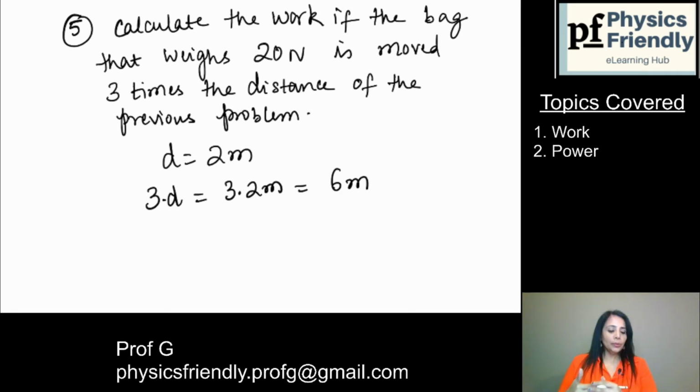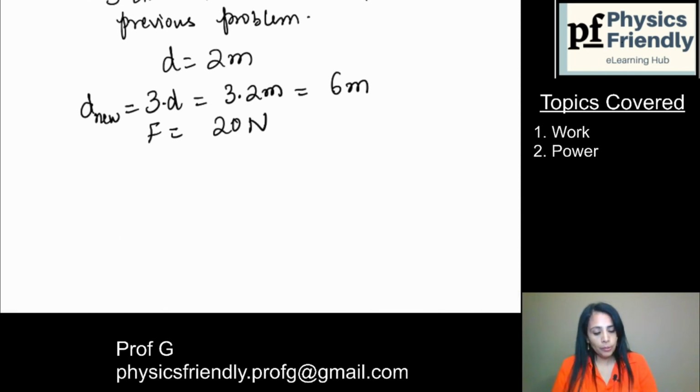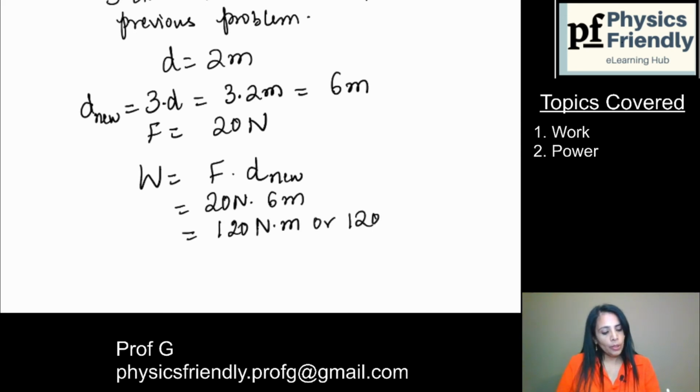So now we have distance equal to 6 meters, the new distance. I'm going to call this d with a subscript new. That's our new distance for this problem. And then we have force, which is given as 20 newtons. In order to find the work done on this given object, work equals force times distance. Force is 20 newtons times the new distance, which is 6 meters. So 20 times 6 is 120 Newton meter, or this can also be written as 120 joules. So that's your work done on the given object.